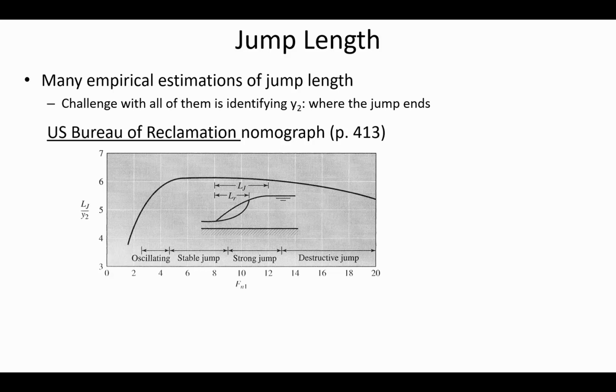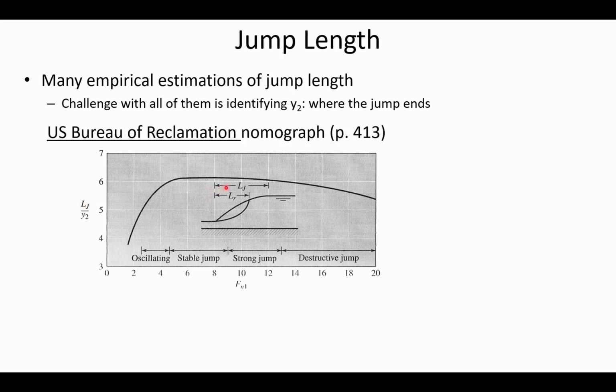And so they have a publication that describes the length of a hydraulic jump as a function of the Froude number. And so if you know the Froude number of a hydraulic jump, what you can do with this figure is you can go up from the Froude number, find this curve, go to the vertical axis, and then what this ratio is describing is how long the hydraulic jump will be relative to the depth downstream.